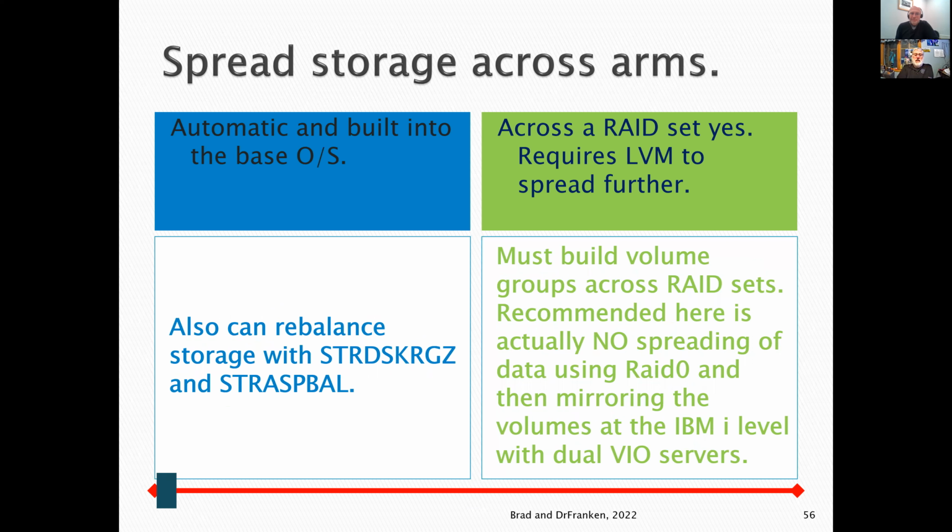Spreading storage across arms, like Brad said earlier, it just balances, it optimizes. It goes across. The problem with using internal disk with VIO is that I have to somehow build the volume across RAID sets, and there's just a lot of monkey business there. But again, this is not the environment we recommend for VIO. Agreed. And VIO should never be there.